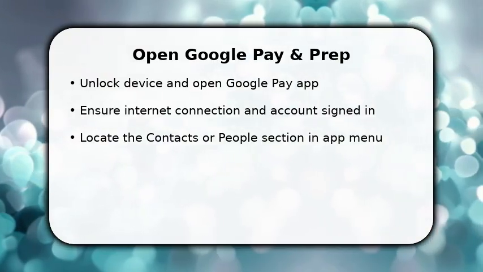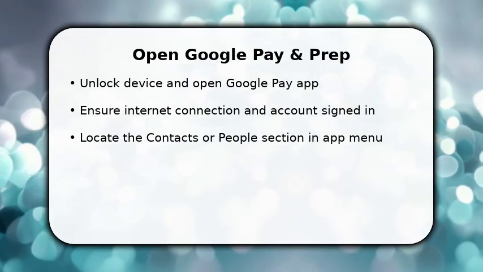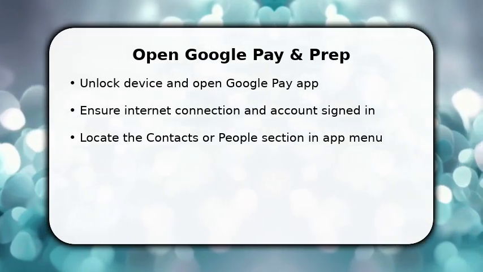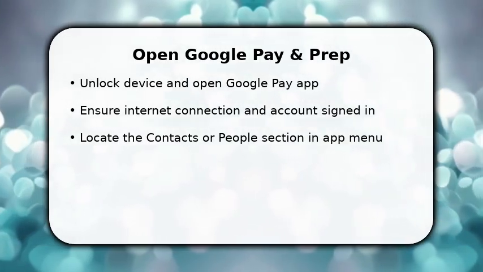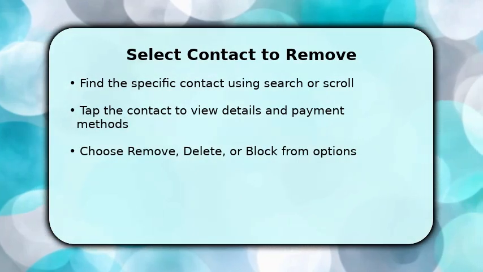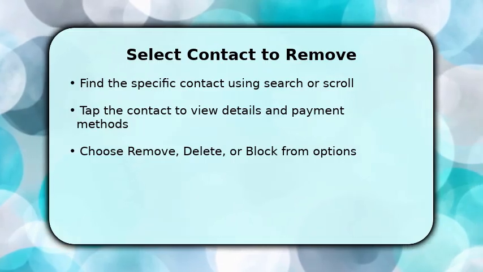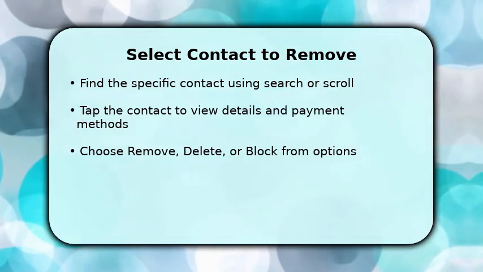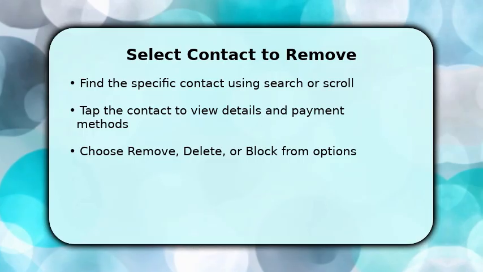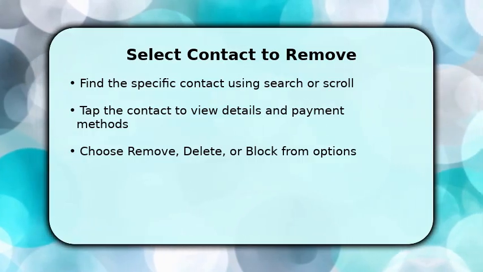This initial step gets you to the precise list where contacts and payment permissions are managed, so you can remove the right entry next. Now locate the contact. Use the search field or scroll through the list until you find the person. Tap their name to open the contact details, where you'll see shared payment methods, history, or linked devices.